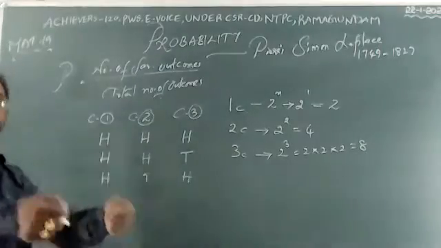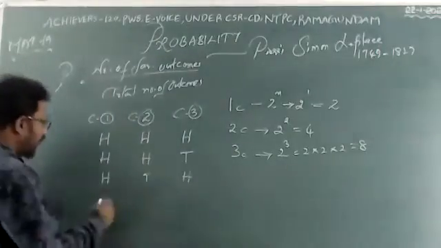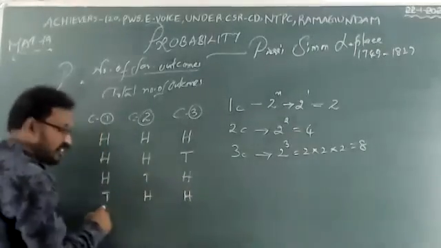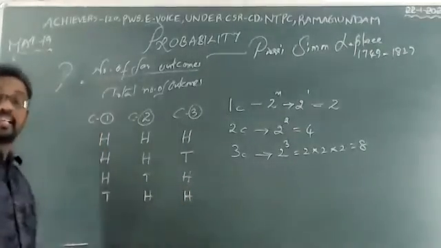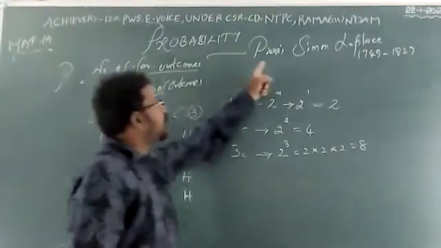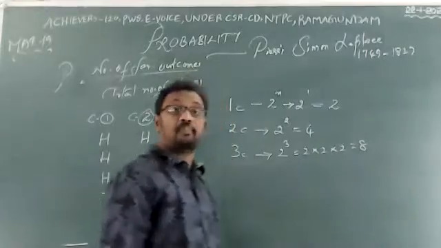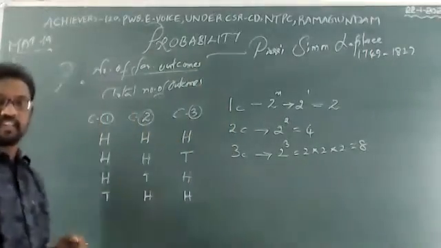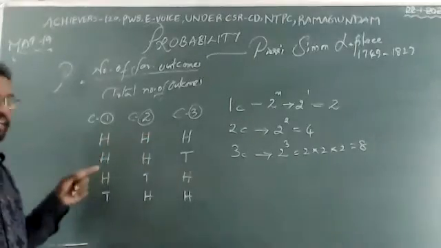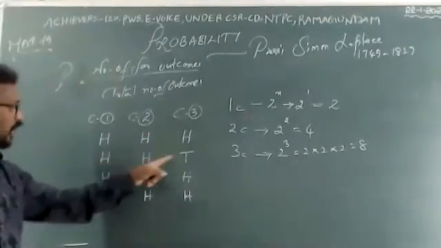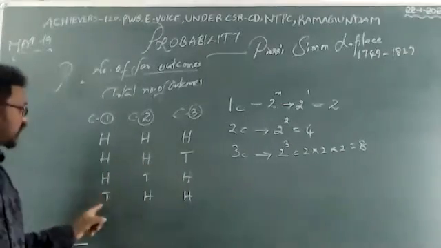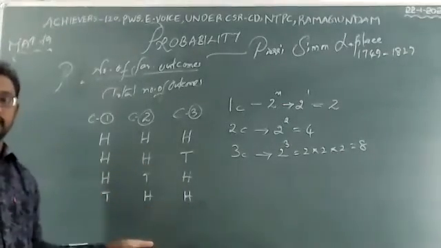And one more time, if you randomly toss, you can see like this. One is tail, the first one, the other two are heads. Both are heads, one is tail. The second one is tail, the other two are heads. The first one is tail, the other two are heads.